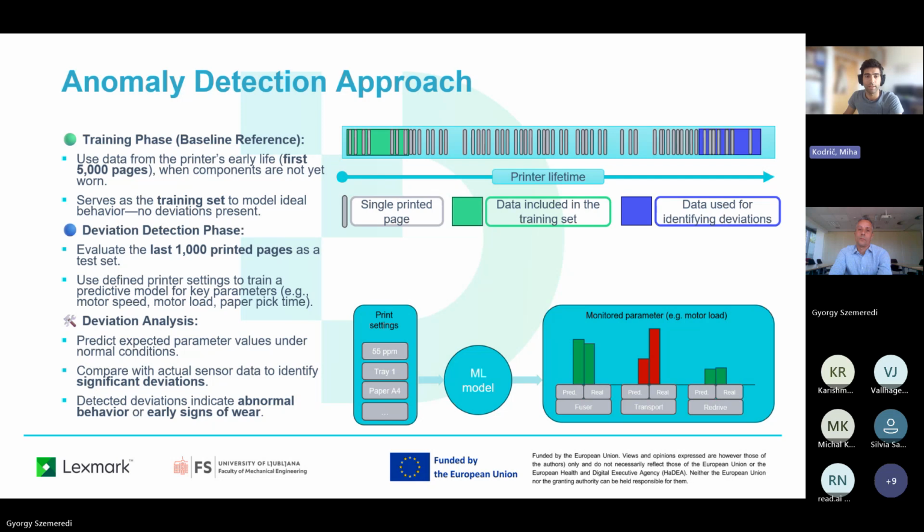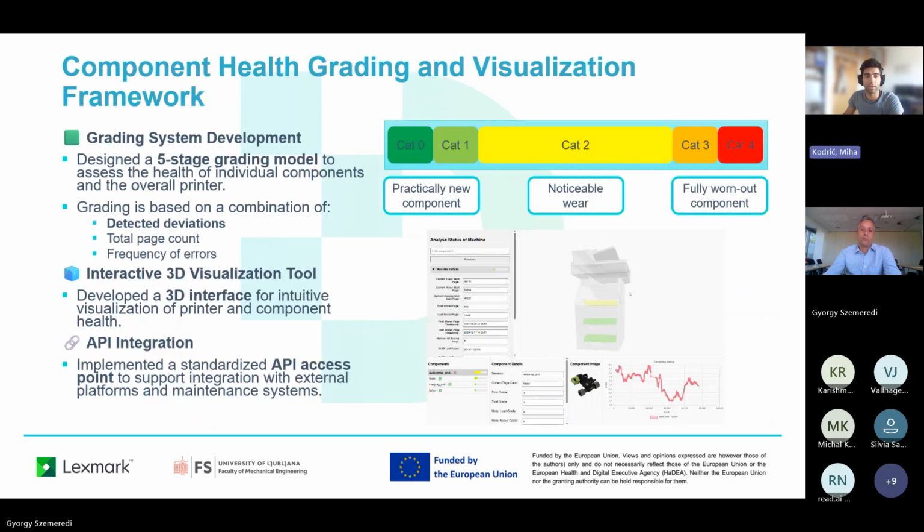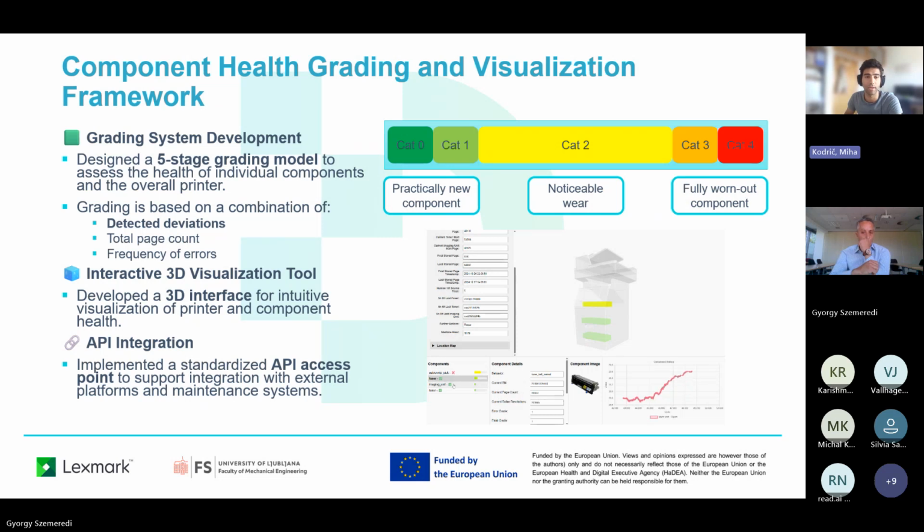And on the next slide, here we can see what was our outcome. So to make this system practical and easy to use, we developed a 5-level grading system that combines those deviations and also total page number count and also error frequency. All these parameters are combined into one final grade of the machine and also for specific component.